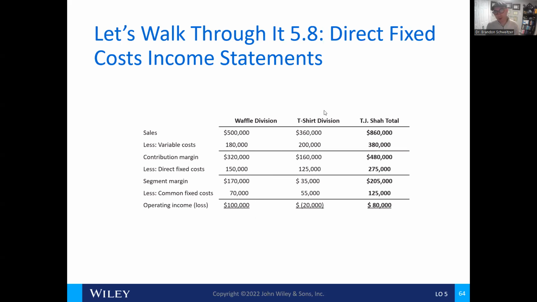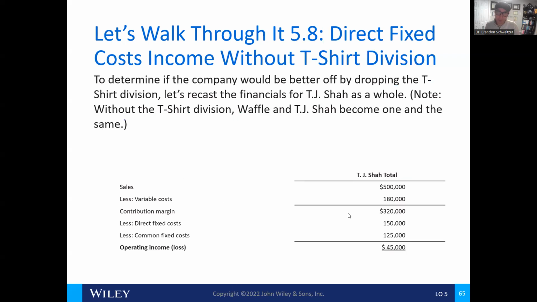The division that we're considering dropping, Division B, sales of $360 minus $200 for variable costs gives us contribution margin of $160. Minus direct fixed costs of $125 gives us a segment margin of $35. Minus common fixed costs of $55 gives us an operating loss of $20 for that division. So should the company drop the division or not? Is the question. Let's look a little bit closer.